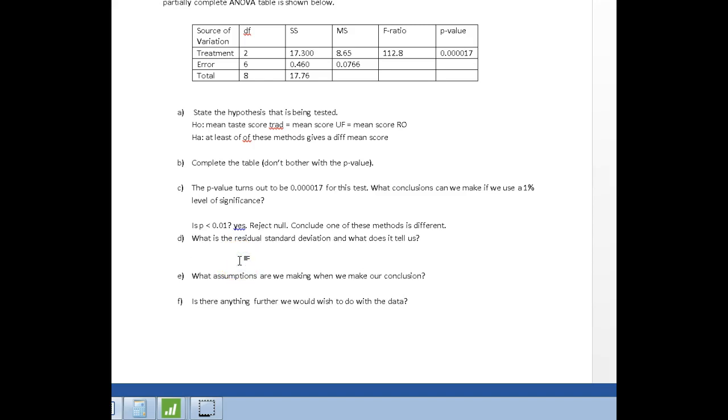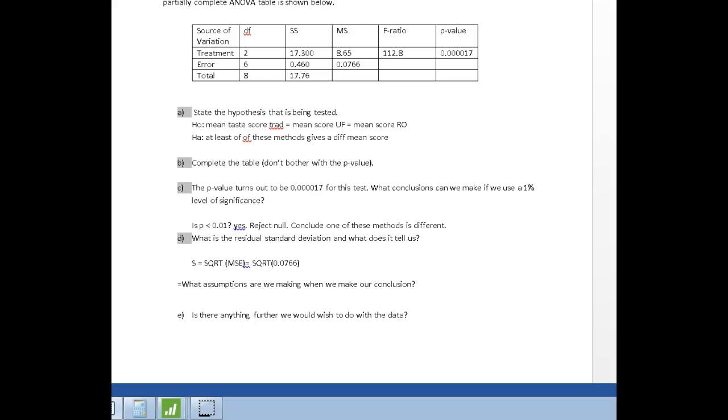Alright, next question is, what is the residual standard deviation and what does it tell us? Well, the residual standard deviation, that is the S value that you will get from Minitab. And S equals the square root of the MSE. And what is our MSE according to our table? It is 0.0766. So in order to find this out, I would take the square root of that number.